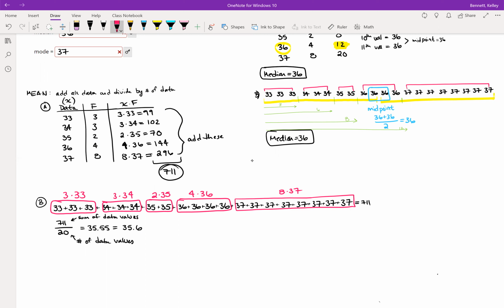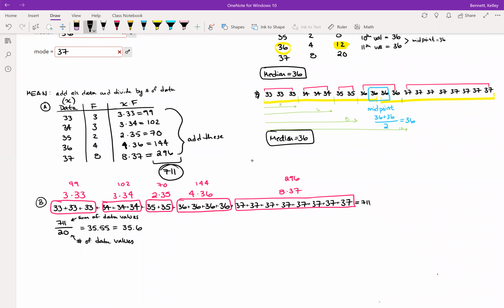So this table, I'm basically grouping them. I'm saying, okay, this was 99. This was 102. This was 70. This was 144. And this was 296. So instead of adding them one by one in my calculator, I group them through multiplication, and then I just add up those 5 numbers instead of adding up 20 numbers. That's the justification there. So anyway, we get 711 in both instances, which is good because they better be the same. All right, and then I just have to divide by the number of data.